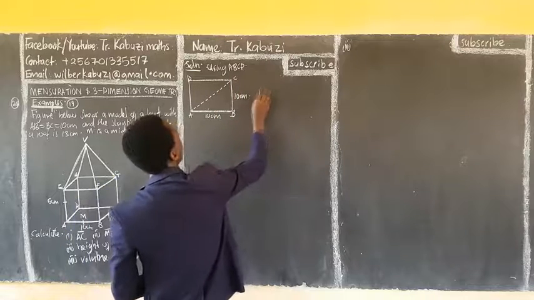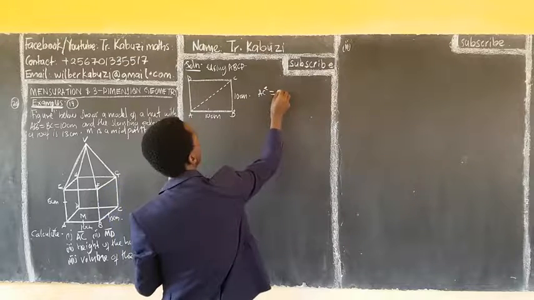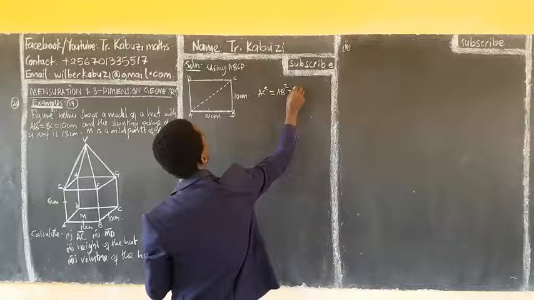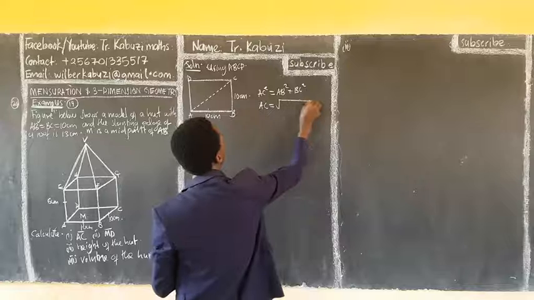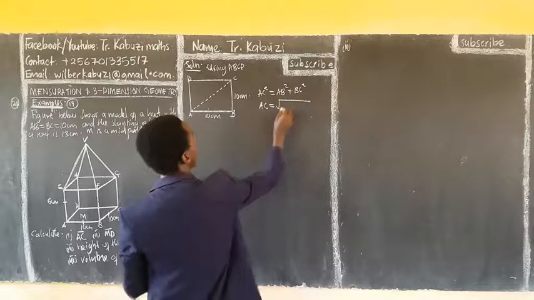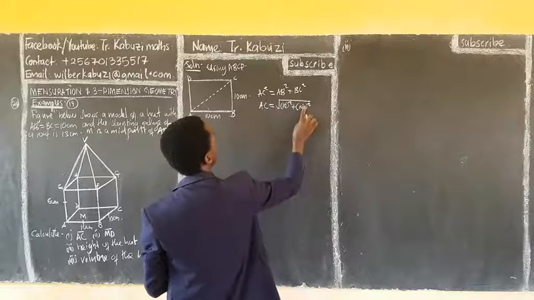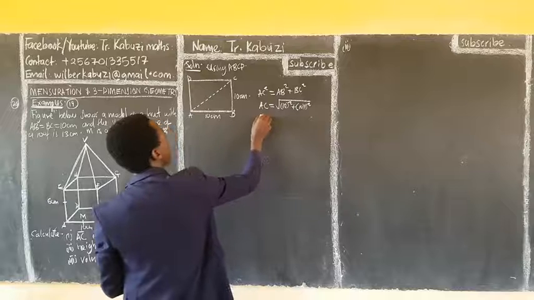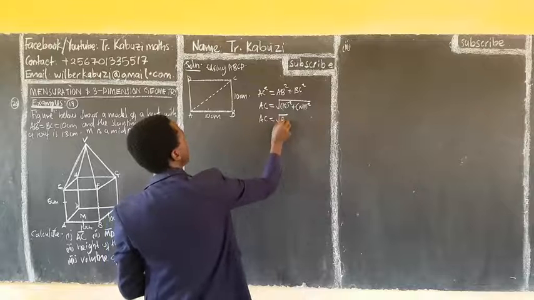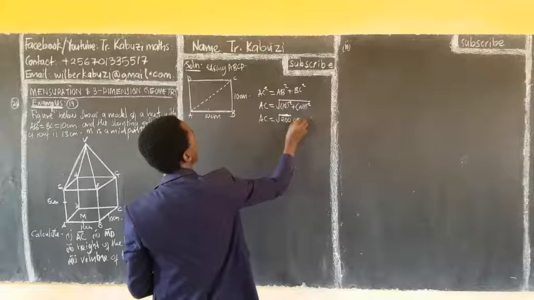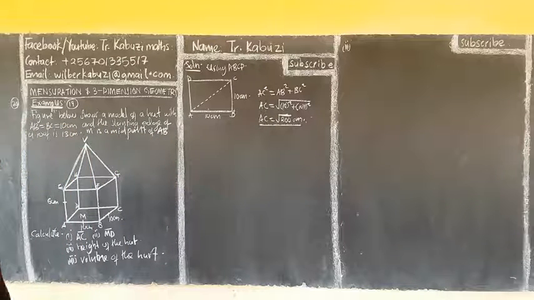Now, AC squared is going to be, using Pythagoras, AB squared plus BC squared. So my AC is going to be the square root of, taking the square root on both sides, 10 squared plus 10 squared. That is the square root of 100 plus 100, which is the square root of 200, and these are centimeters. You are free to leave it like that, or give it to a few decimal places.